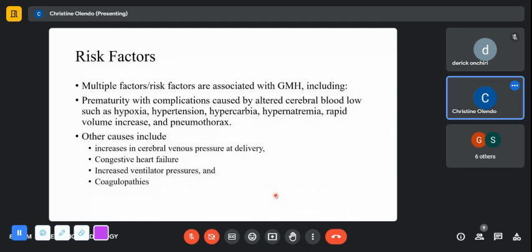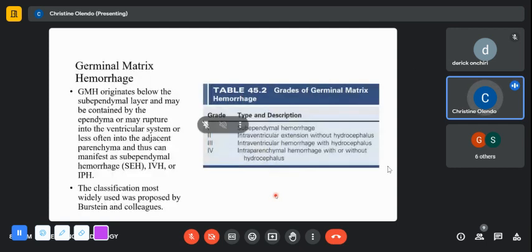The risk factors are prematurity complicated by an altered cerebral blood flow, such as hypoxia, hypertension, hypercarbia, or hyponatremia, and rapid volume increase, and pneumothorax when a baby is already born. Other causes are increased cerebral venous pressure at delivery, congestive heart failure, increased ventilatory pressures for the babies who are getting ventilated, and coagulopathy as well.